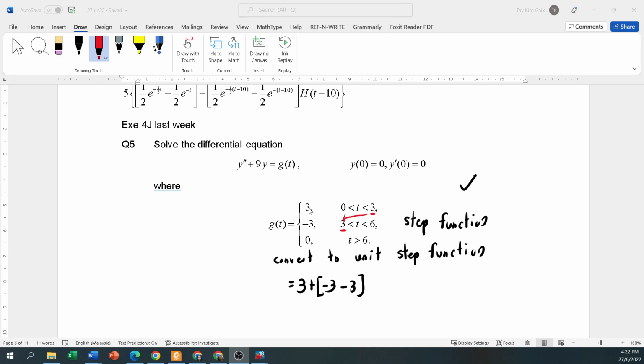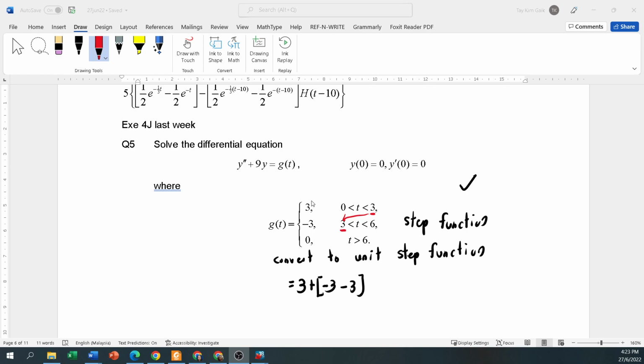Where g(t) is 3 for the time interval 0 to 3. When t is from 3 to 6, the function is negative 3. For t greater than 6, the function is 0. So this is a step function. From the step function, we need to convert to unit step function before we can take the Laplace transform using the second shift property.